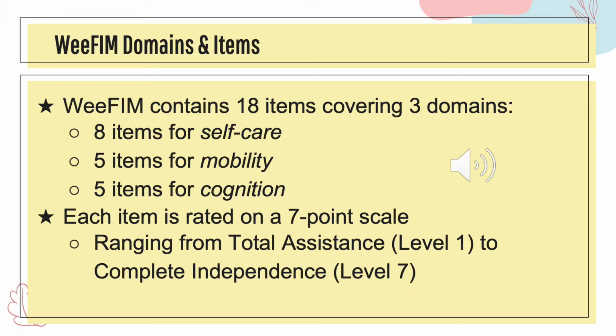The WeeFIM assessment also contains domains and items per section. So there's 18 items total covering 3 domains, the domains being self-care, mobility, and cognition. And there are 8 items for self-care, 5 items for mobility, and 5 items for cognition. And each of these items is rated on a 7-point scale. So I discussed this previously, where level 1 is total assistance and level 7 is complete independence, and any score within this range will tell you how much progress the child is making or any deficits that you can see.